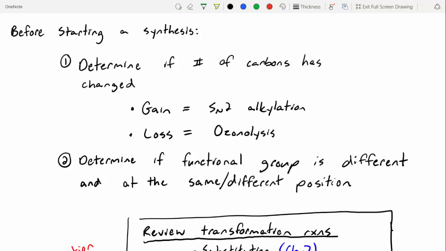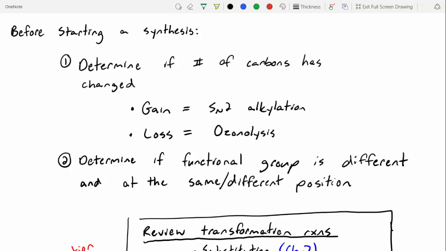I thought you could add carbons by adding an R group to like a triple bond. Yeah, that's alkylation. Okay. So it's still via an SN2 mechanism with an acetylide ion. That's your deprotonated triple bond. But it's still via SN2 route.